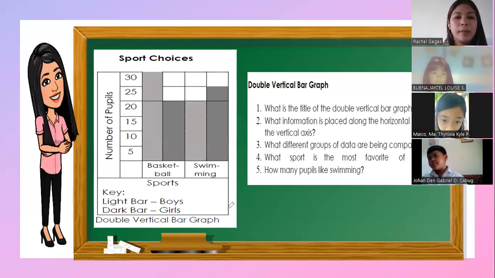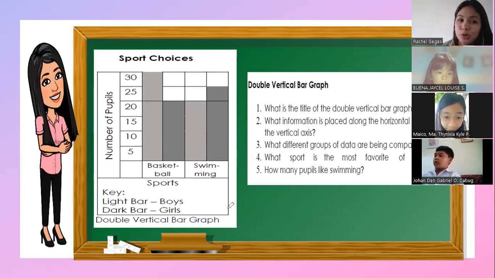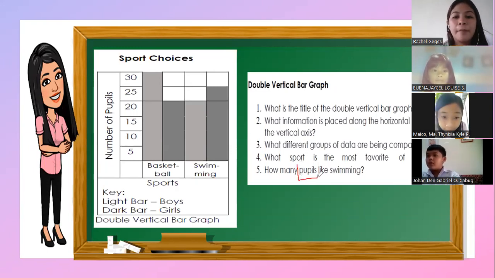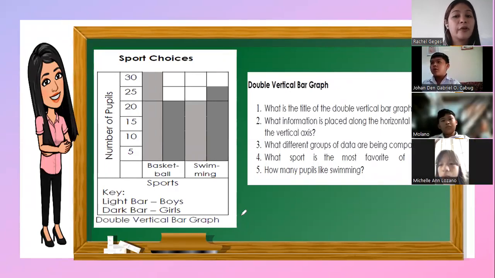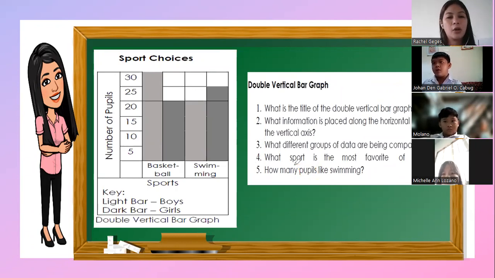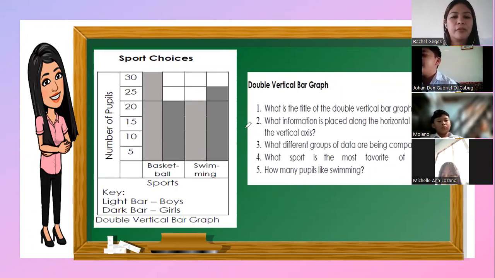How many pupils like swimming? 25 po. Are you sure? We are talking about the number of pupils. How many pupils like swimming? 25 po. We have 24 boys and 25 for girls, so the total is 45. Kasi we are asking about the number of pupils, hindi naman tinatanong boys lang, hindi naman tinatanong girls lang, di ba? Okay, so the number of pupils who like swimming is 45.